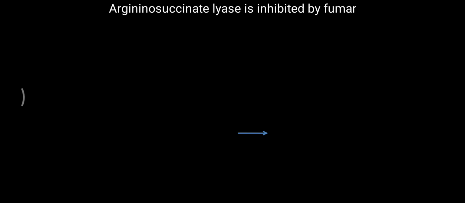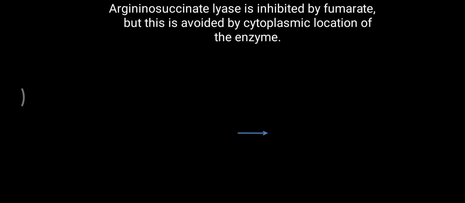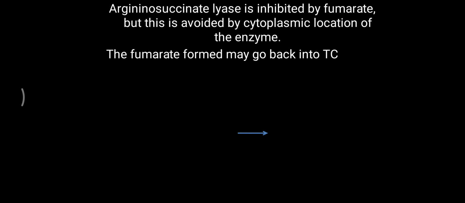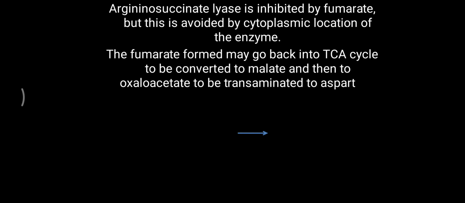Argininosuccinate lyase is one of the important enzymes which can be inhibited by fumarate, which is the product of this enzyme. Argininosuccinate lyase converts argininosuccinate into arginine plus fumarate, but whatever fumarate is generated can inhibit this enzyme. But mostly fumarate is an intermediate of the TCA cycle, and most of the fumarate concentration is present inside the mitochondria. So this is avoided by the presence of the argininosuccinate lyase enzyme in the cytoplasm. This enzyme is not much affected by fumarate, because most of the fumarate is present in the TCA cycle inside the mitochondria.